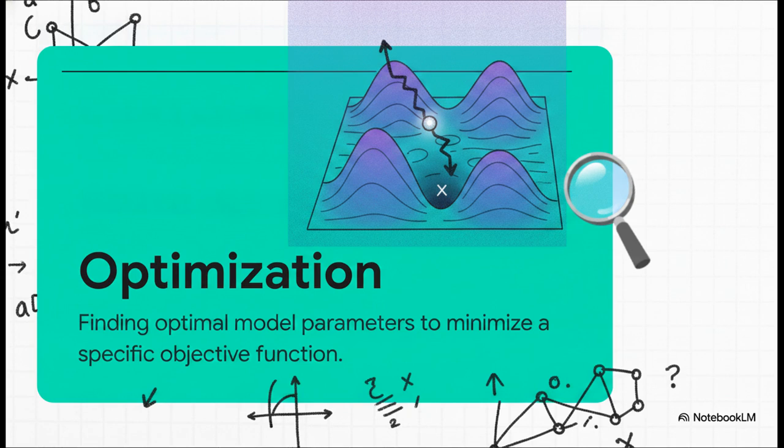Imagine you're dropped into a vast, pitch-black, multi-dimensional mountain range. Your one and only goal is to find the absolute lowest point in that entire landscape, the bottom of the deepest valley, because that lowest point represents the lowest possible error for your model. Finding that spot, that's what optimization is all about.